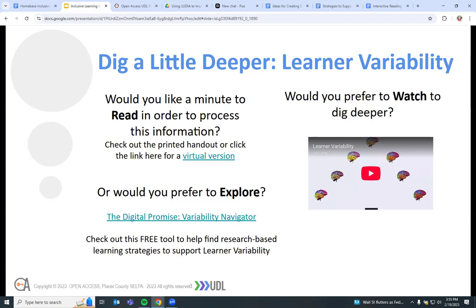And then if you're interested in exploring, there is a link to Digital Promise, which is the Variability Navigator. The Variability Navigator project is a free and open source tool with professional learning resources that can be customized for educators. Highly recommend checking that out.